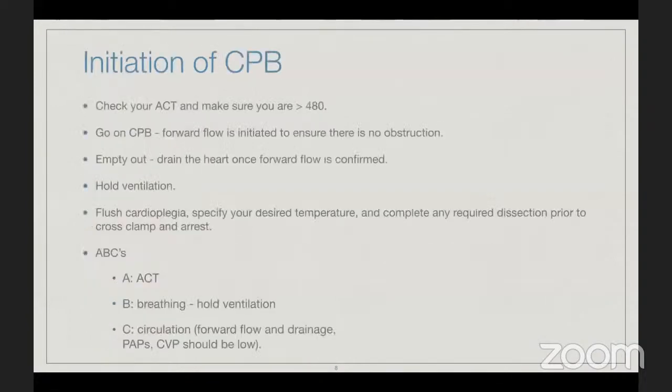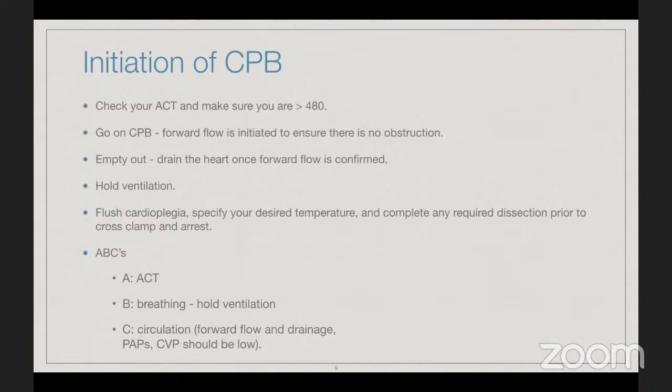Furthermore, to initiate your bypass, as we mentioned before, check your ACT and make sure it's 480 plus, to safely go on pump. To start on pump, you have to forward the flow to initiate and ensure there is no obstruction or high line pressure. Then you start draining the heart once the forward flow is confirmed. You will ask the anesthetist to hold ventilation, start flushing plegia, specify your desired temperature, and complete any required dissection on the coronary to specify your site of anastomosis prior to cross clamp and arrest.